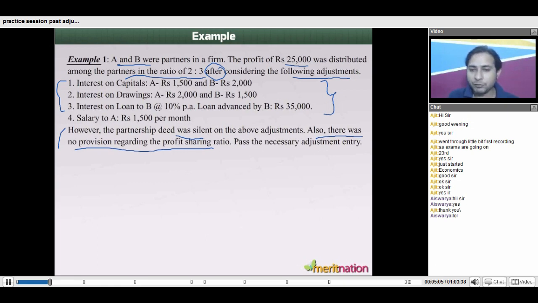So what exactly do we mean by this? Guys, there was no provision regarding profit sharing ratio. What can we say for this? Equal, that's great, equal. That means both the partners will get equal share. And the partnership deed was silent. So since the deed was silent, recall the provisions. What was the first one? Come on. Shivangi, I can see you typing. Come on, come up with the right answer.